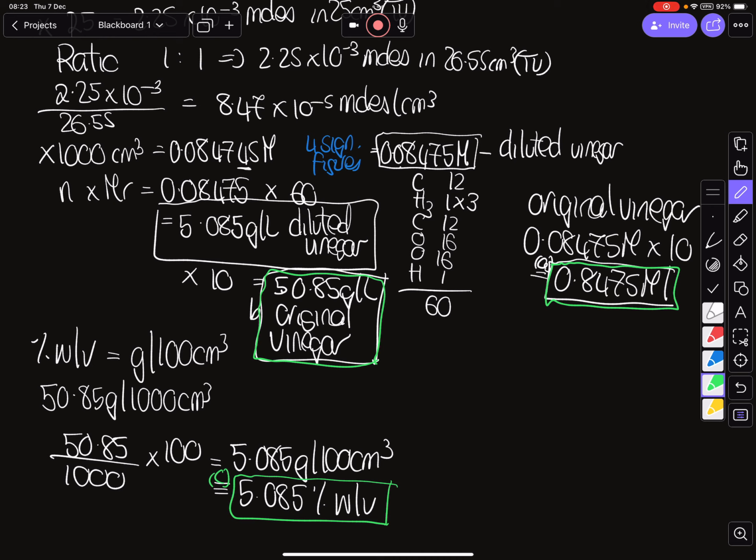Now, if you can, some people will see it straight away, I can take this value here, and I can literally divide that value by 10, and that will give me my percent weight per volume, grams in 100 centimeters cubed. So however you get there, it doesn't matter, as long as you get there.